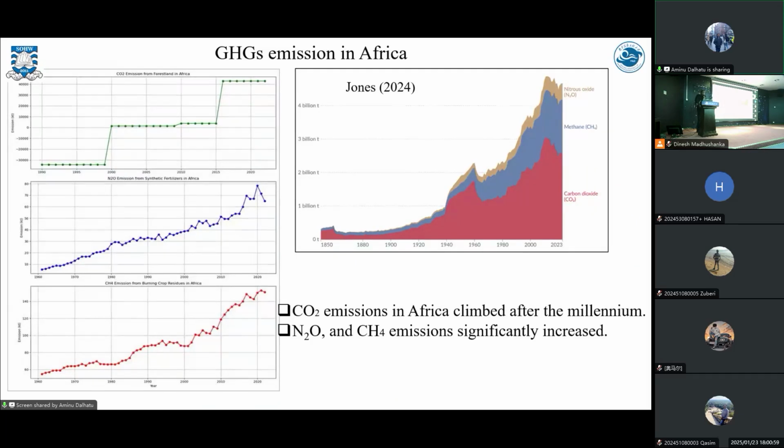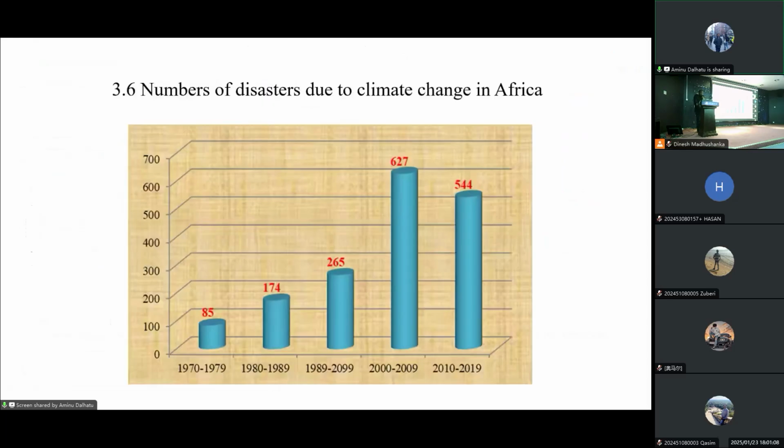Carbon dioxide emission in Africa climbed after the millennium, especially. Also, nitrous oxide and methane emissions significantly increased. These are some disasters that are created because of climate change in Africa. They are also increasing, especially from 2007 to 2019.